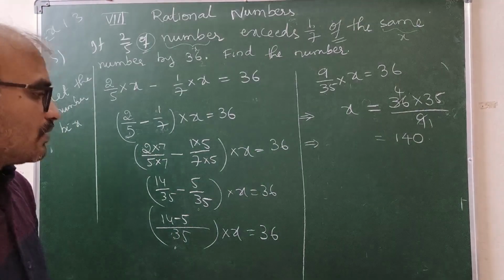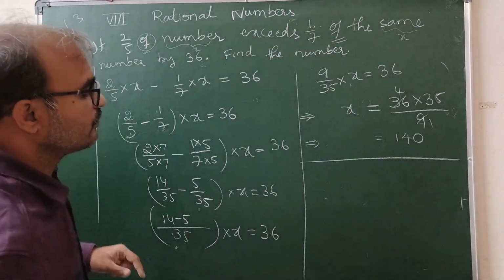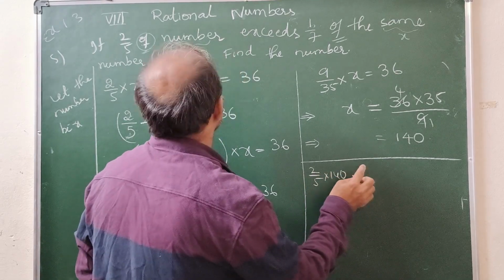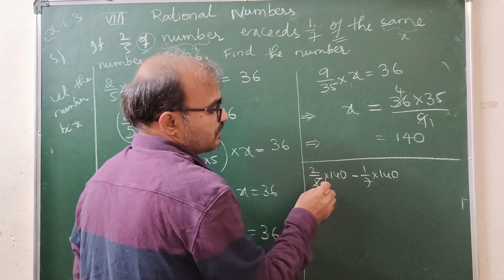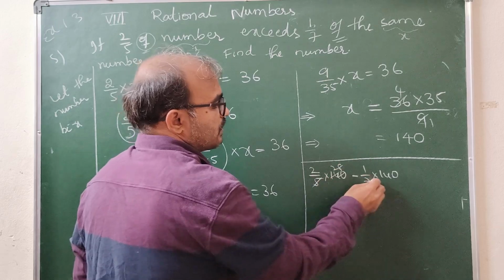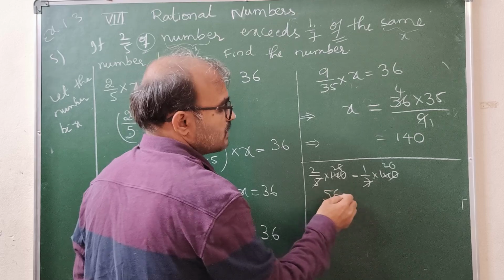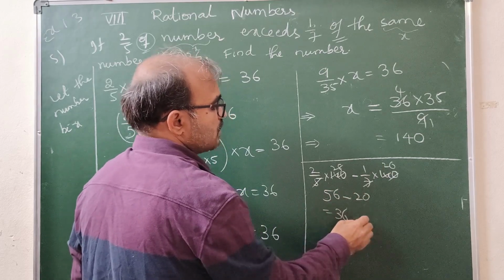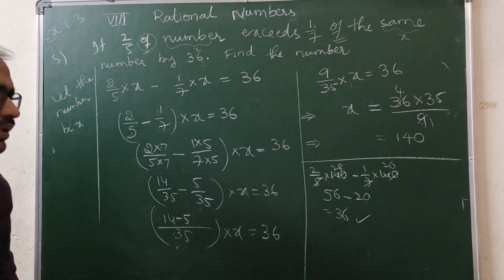So that is it. Now we have to check. 2 by 5 of 140. 2 by 5 into 140 minus 1 by 7 into 140. 5 twos 10, 5 eights 40. 7 twos 14, 7 twenties 140. 2 28s 56 minus 20 is equal to 36, right? 36. So verification is also very important.